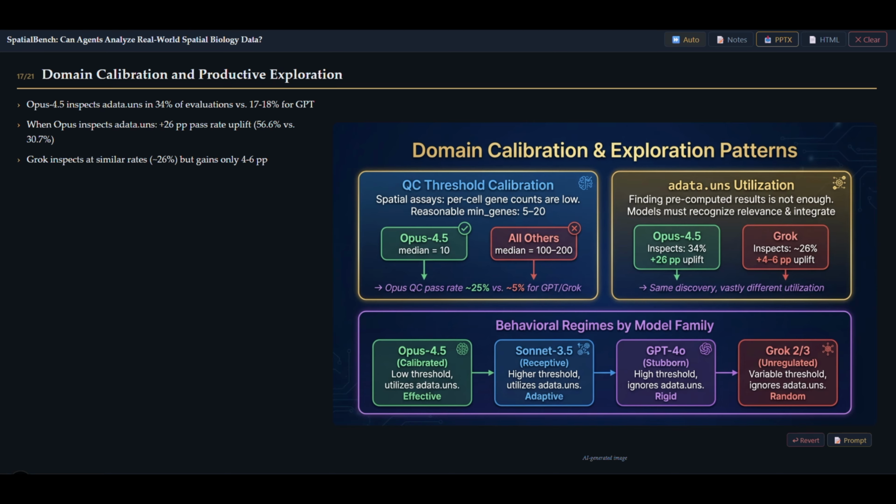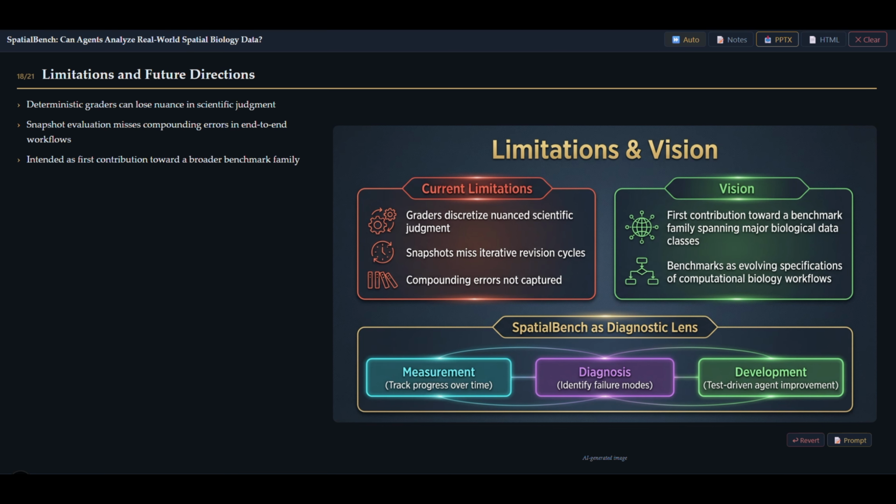Second, adata.uns exploration. Opus inspects pre-computed results more often and derives a massive 26 percentage point pass rate uplift from doing so. Grok inspects at similar rates but gains only 4 to 6 points. Finding information isn't enough. Models must recognize its relevance.